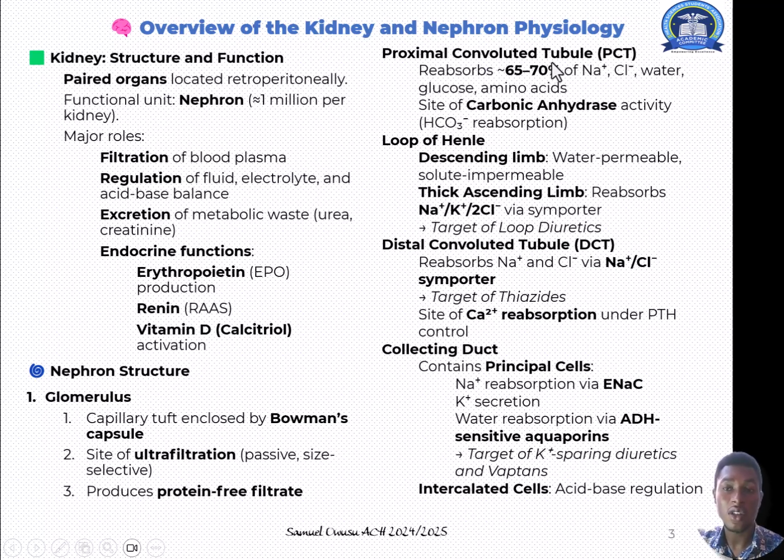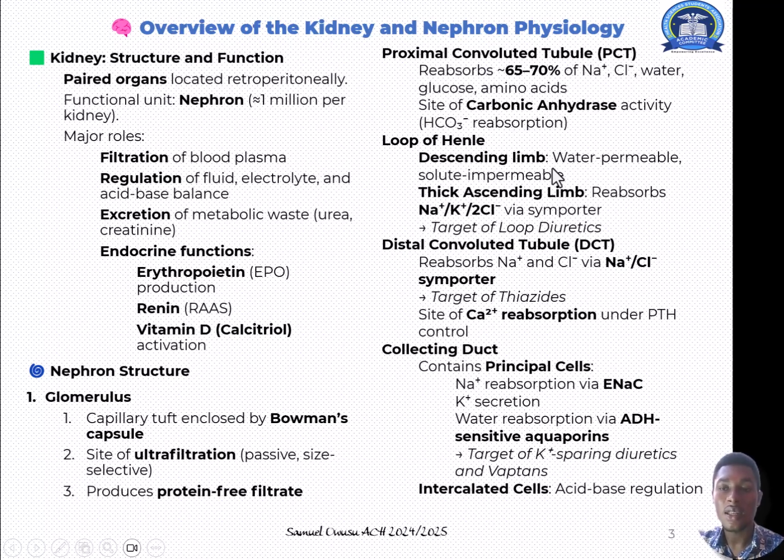We have the proximal convoluted tubule. That is a site where sodium chloride and then water, glucose, amino acids, most of them are absorbed, about 65 to 85% of them. It is the site of the action of carbonic anhydrase inhibitors, which we'll talk about soon. Then there is the loop of Henle, which is divided into descending and then the ascending.